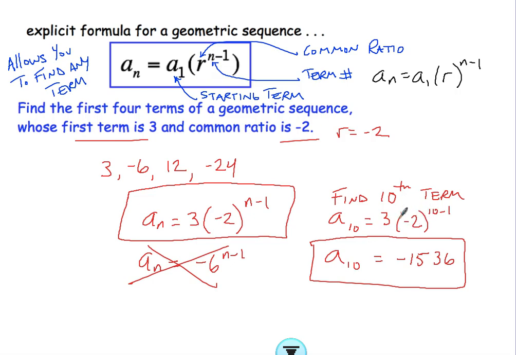This negative 2 does need to be in parentheses because a negative number, well, in this case it's to an odd power, will stay negative. But let's say this was an even power. If you don't put the negative in parentheses, it won't know to raise even the negative to the power. So just be careful. Type it in exactly as you have it written here.